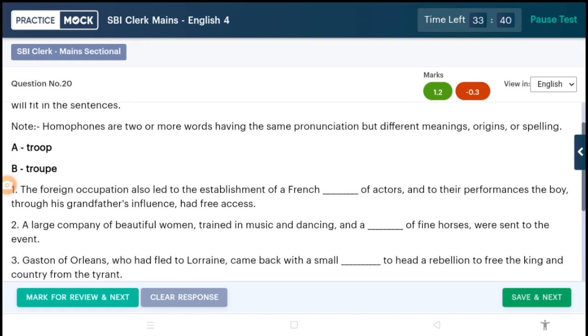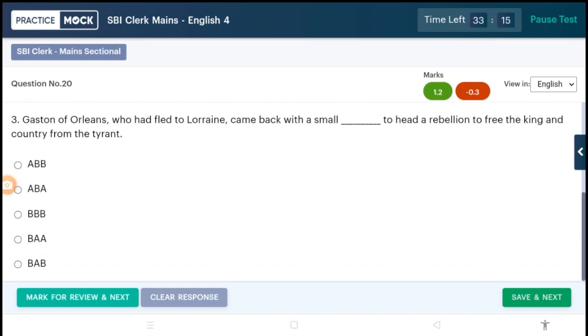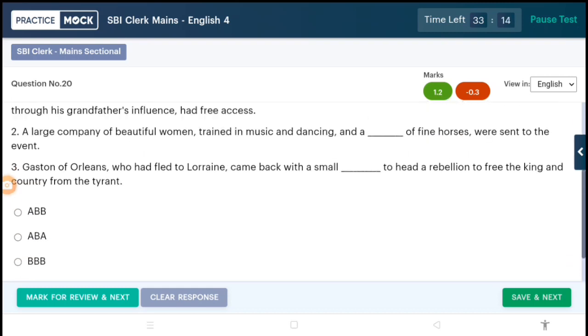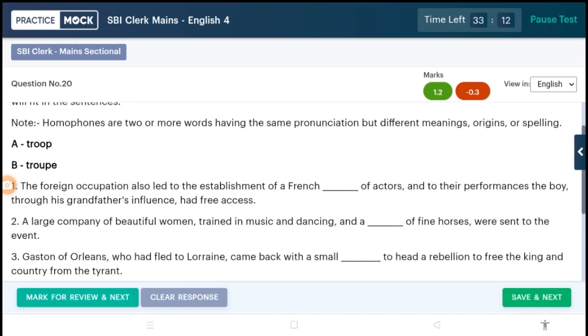Next, the foreign occupation also led to the establishment of a French troupe of actors A, and a large company of beautiful women trained in music and dancing, and a dash of fine horses. Small. Think again. E.